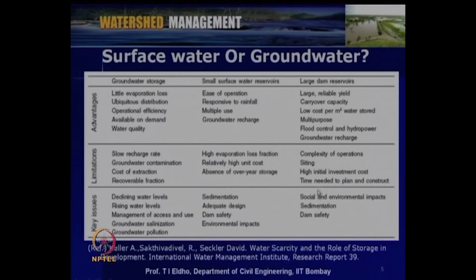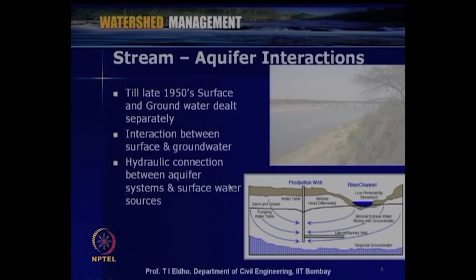Then for large surface water sources, there are social and environmental impacts, such as a large area to be flooded, where we have to resettle the people living in that area, then sedimentation issues, and dam safety. So these are some of the key issues when we consider groundwater storage, small surface storage, or large dam reservoirs. Now let us come back to whether to utilize surface water or groundwater.